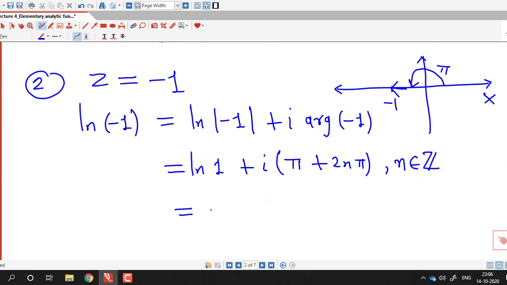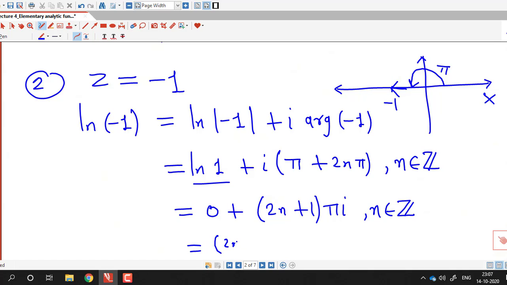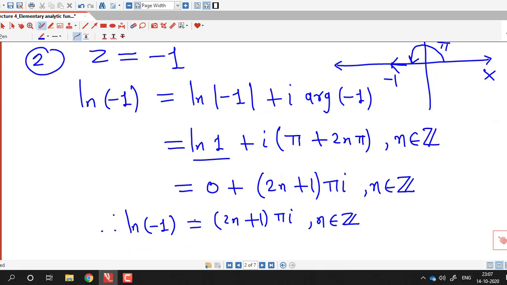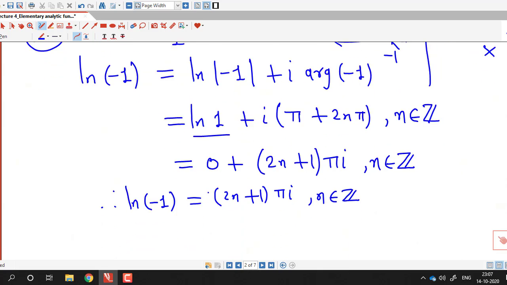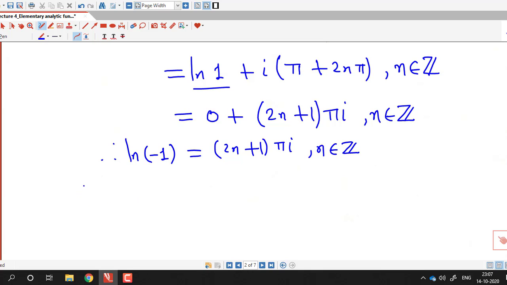Now ln 1 is 0, as a real logarithm, and here we can take pi common and rewrite this as 2n plus 1 pi i, n belongs to Z. So we find the general logarithm of minus 1 is 2n plus 1 into pi i, n belongs to Z.